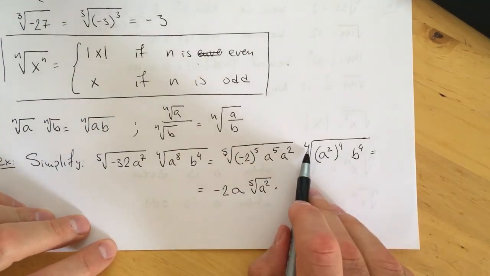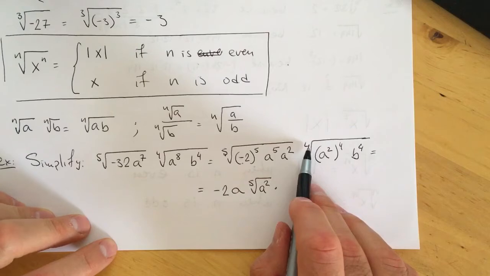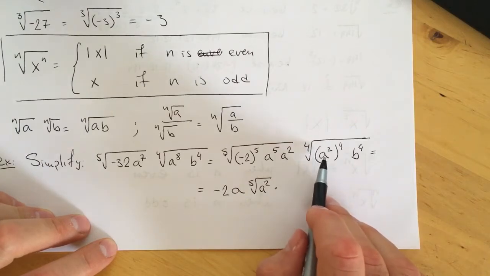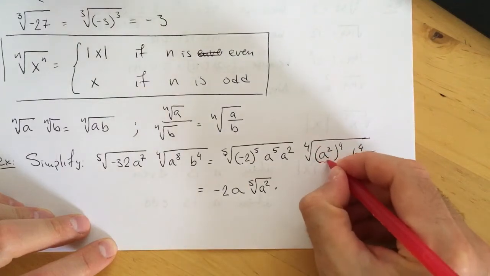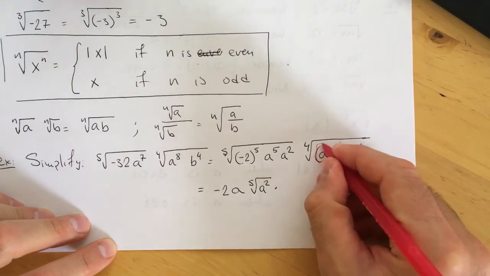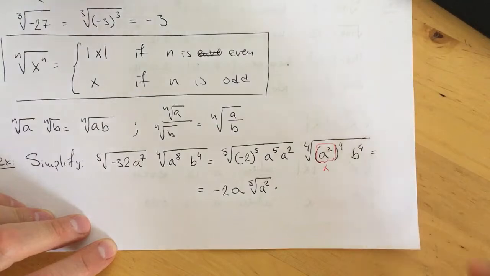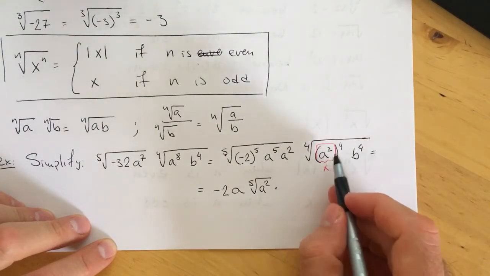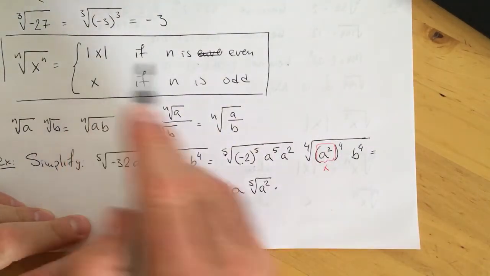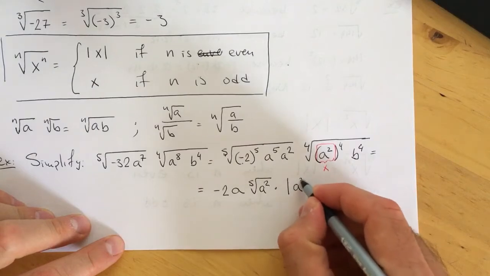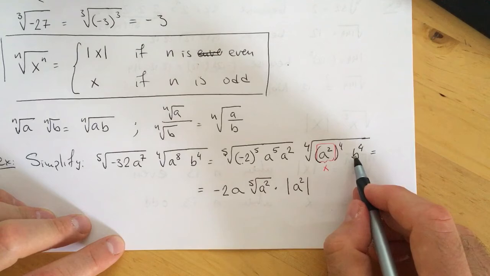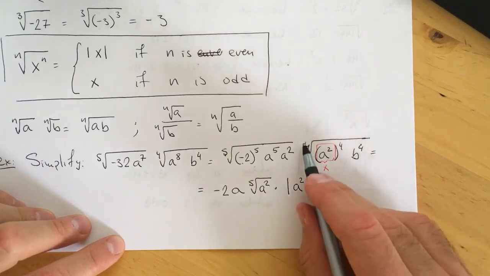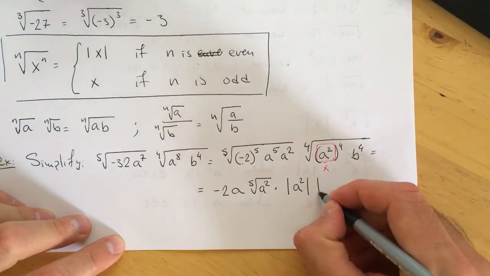Times, now I have an even root. For the even root of x, let's think about this whole thing as x, right? A squared is x. So the fourth root of x to the power of 4 is the absolute value of x. So let's just write that down: the absolute value of a squared, times b, the fourth root of b to the power of 4 is the absolute value of b.